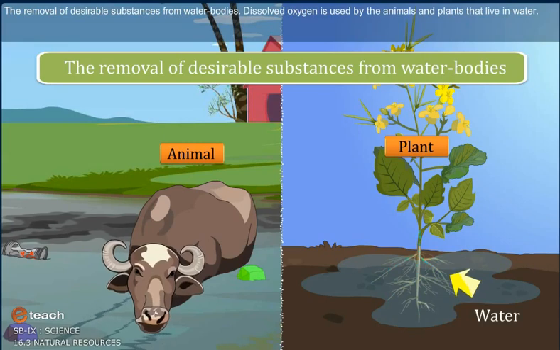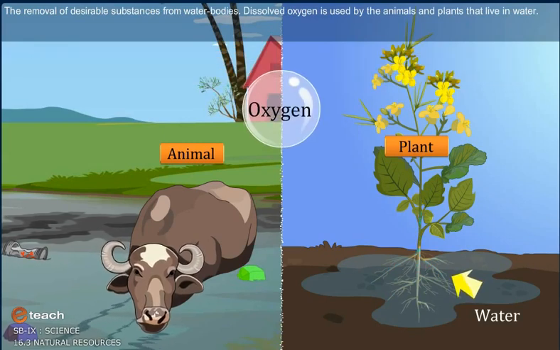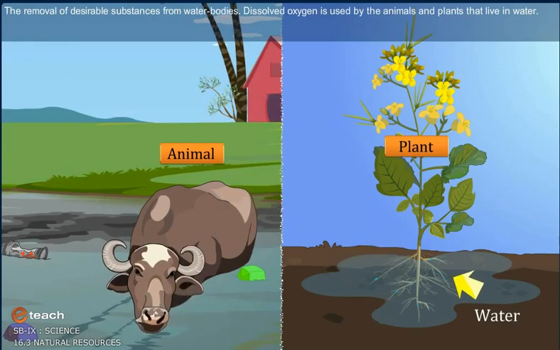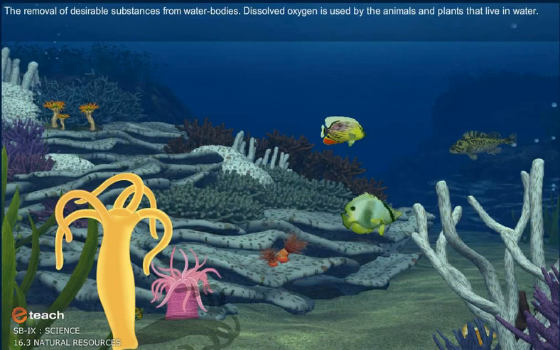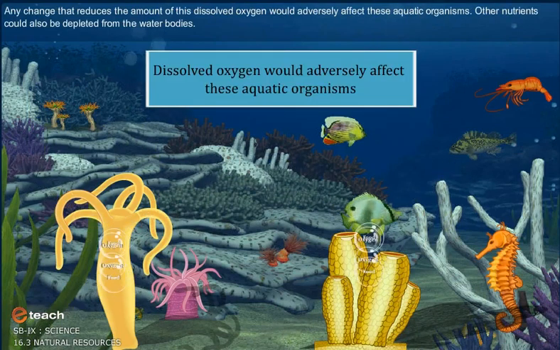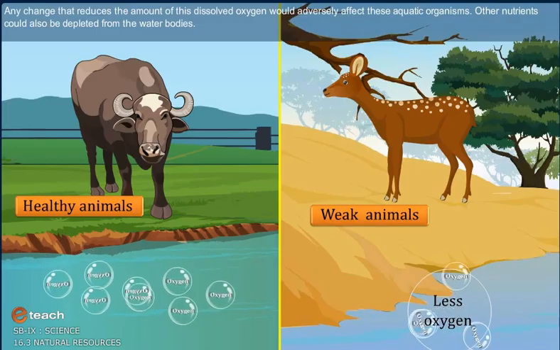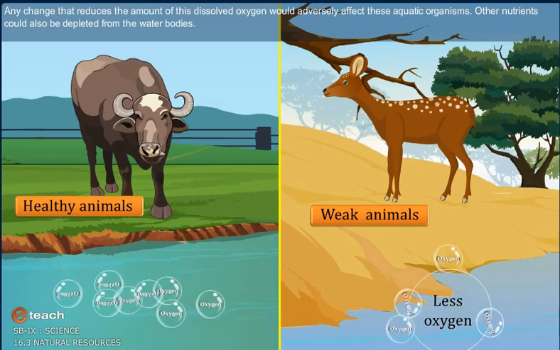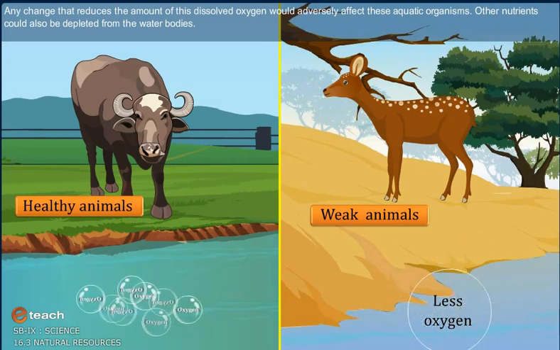2. The removal of desirable substances from water bodies. Dissolved oxygen is used by the animals and plants that live in water. Any change that reduces the amount of this dissolved oxygen would adversely affect these aquatic organisms. Other nutrients could also be depleted from the water bodies.